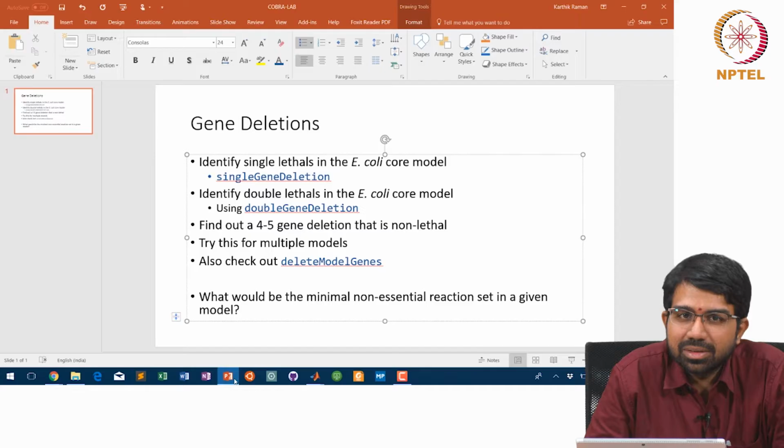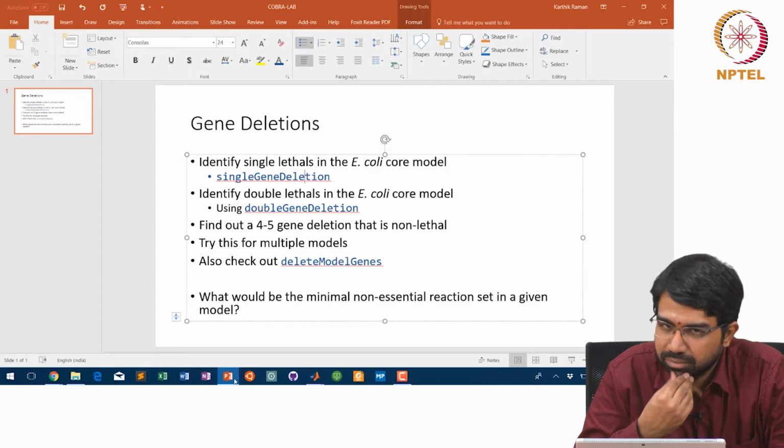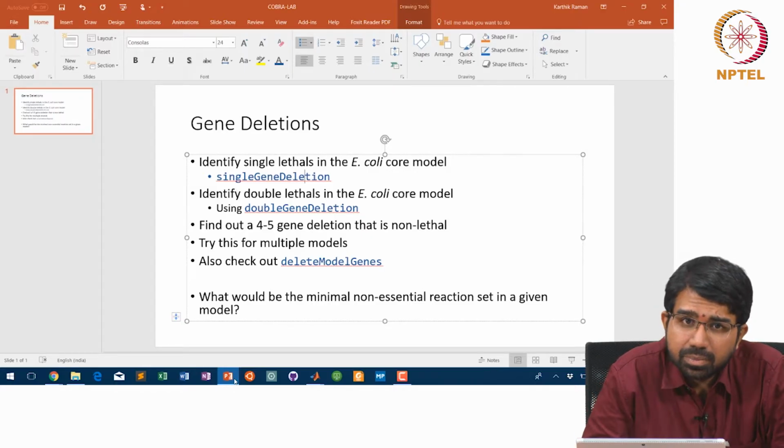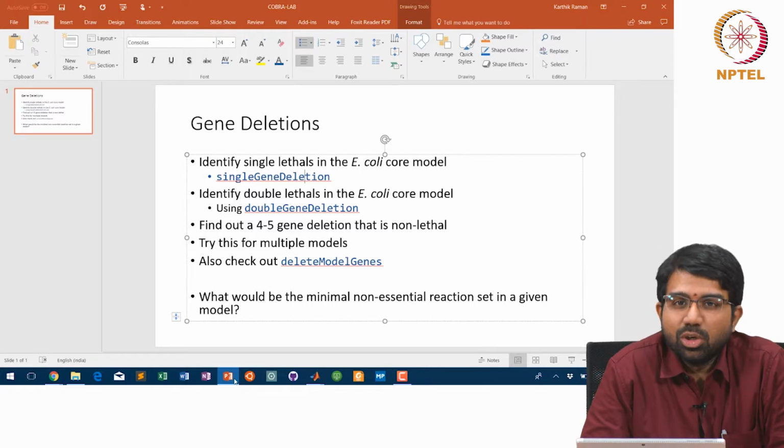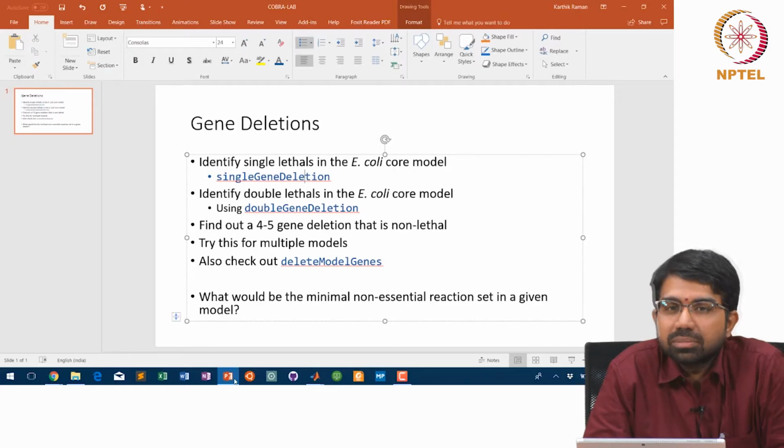So if you want to find how many deletions will make a change, can't we just count the sparsity of has effect? Will it not tell whether a reaction is minimal? Good point, yes and no. The answer is no. Why? So what is has effect?